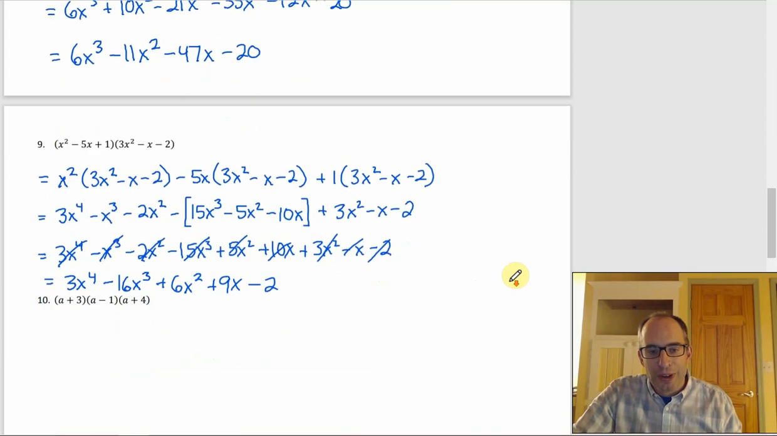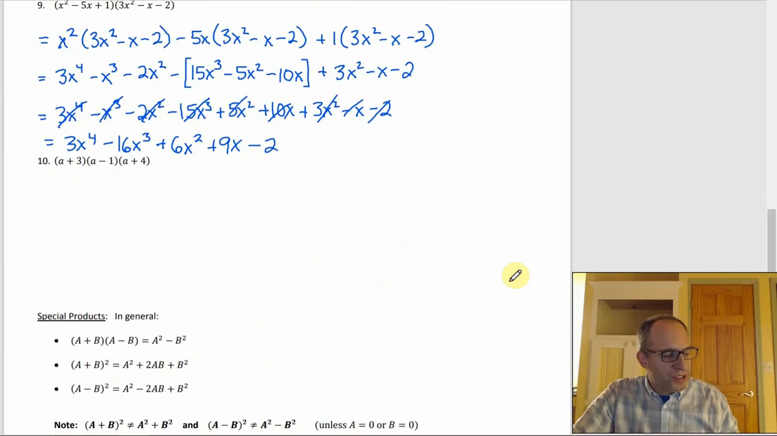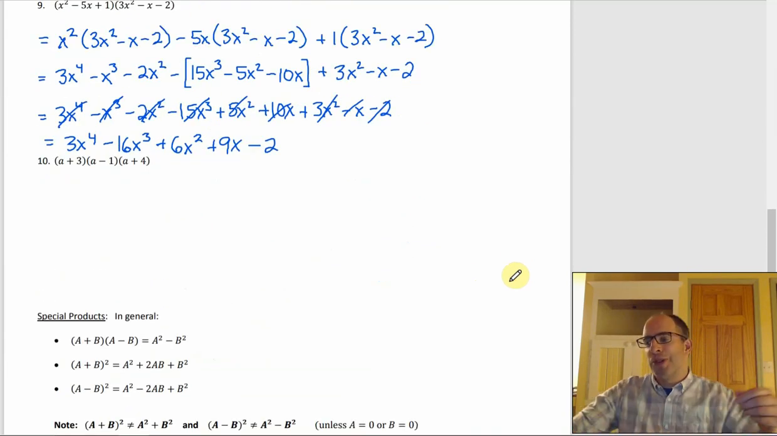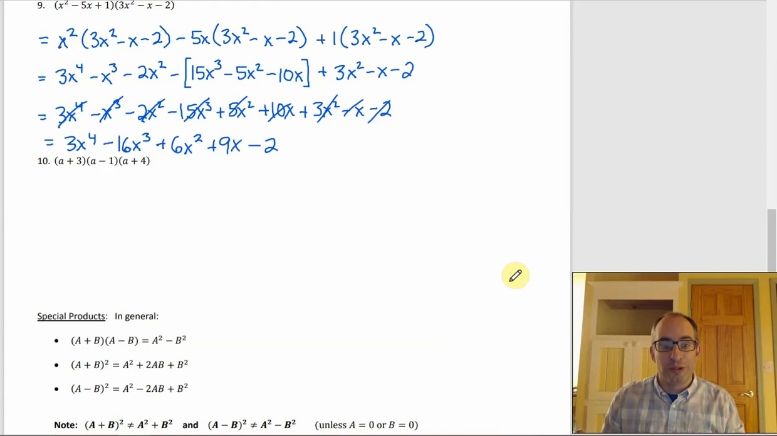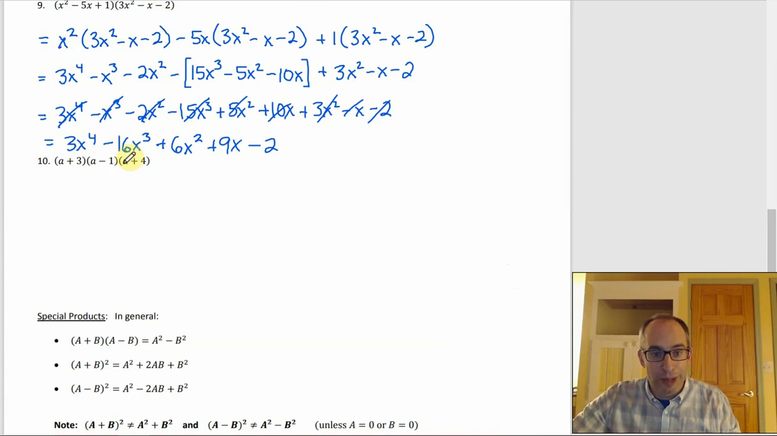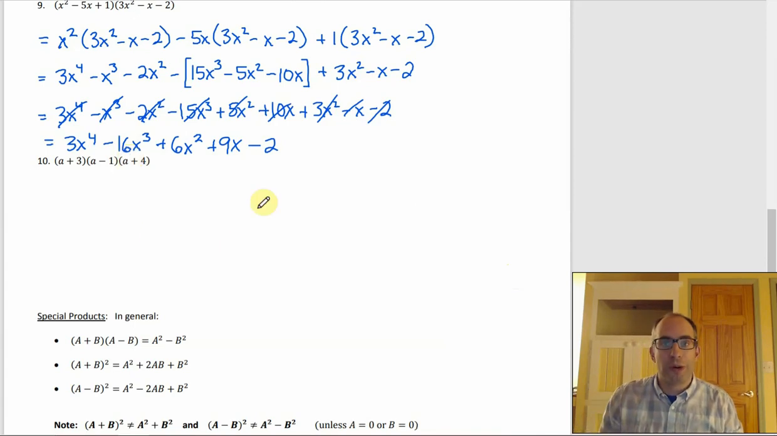All right, number 10, this is kind of a different look. So what do you do with this? These are all binomials, but there aren't two of them. There are three of them. Well, order of operations would say that you got to multiply, and then you got to multiply again. So just do the multiplication going left to right.